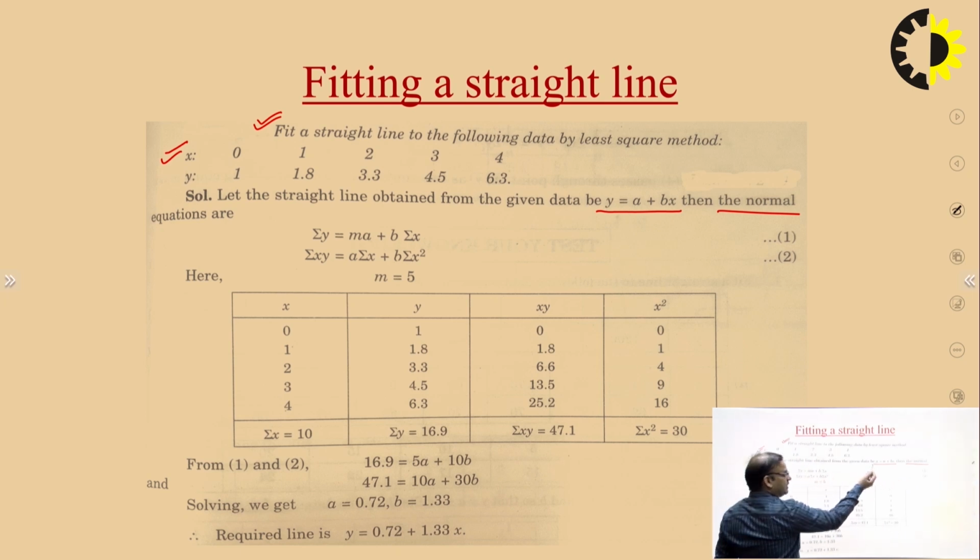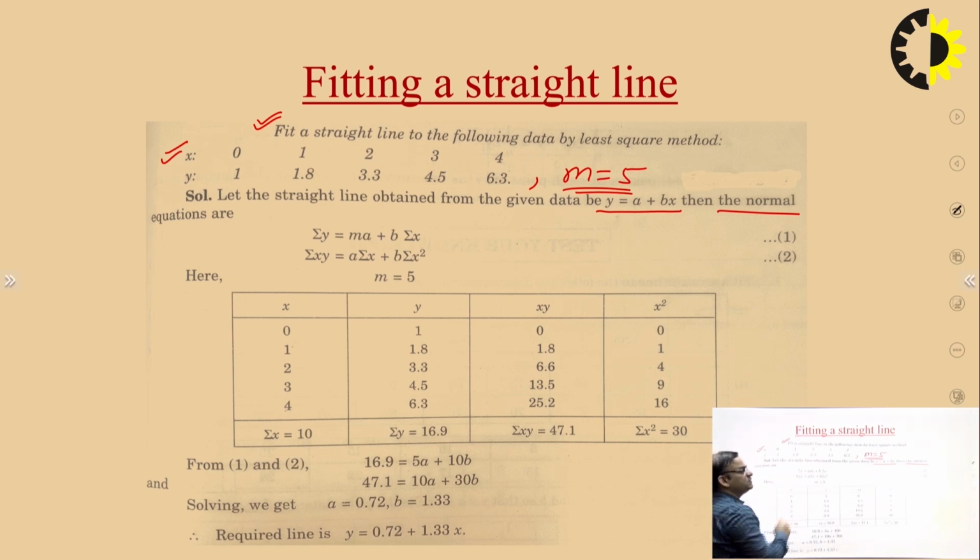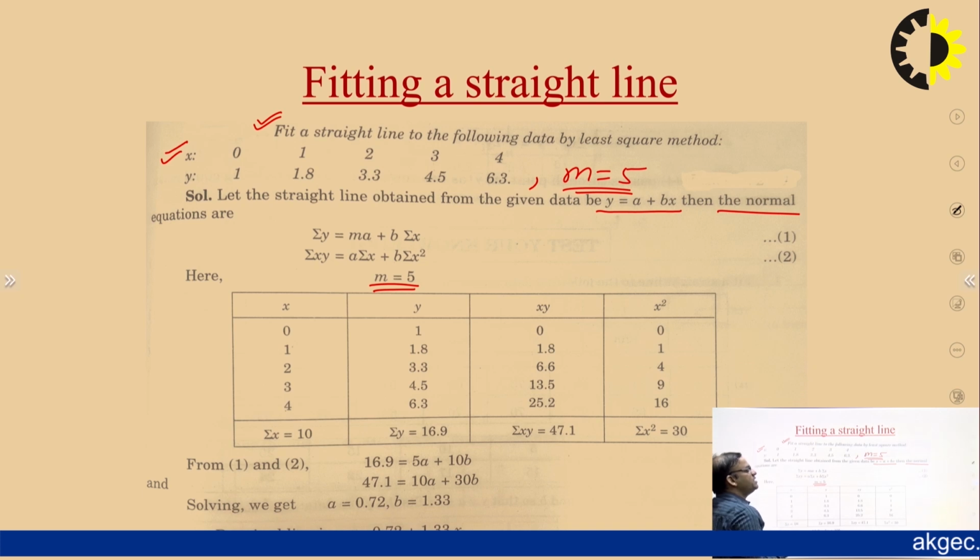Then as usual, I have already discussed that the first equation is directly from the given equation, and that is sigma y equal to m a plus b sigma x. Here notation m is taken for the number of data sets, that is 1, 2, 3, 4, 5. Here m is equal to 5. So the first equation is sigma y equal to m a plus b sigma x. Second is sigma x y equal to a sigma x plus b sigma x square.